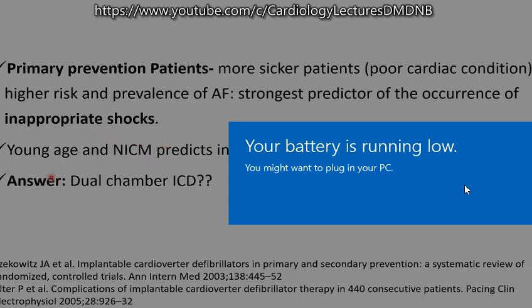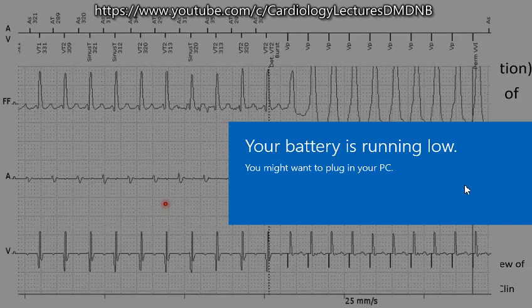So what is the answer to how to decrease these inappropriate shocks? Is dual chamber ICD an answer without a pacing indication? I would like to show a case example of this patient. He was a young case of Brugada syndrome. The case was done in Saudi Arabia. The patient was getting multiple shocks, came to India, and he used to tell that every time I play with my son, I'm playing, going out, I keep getting shocks.